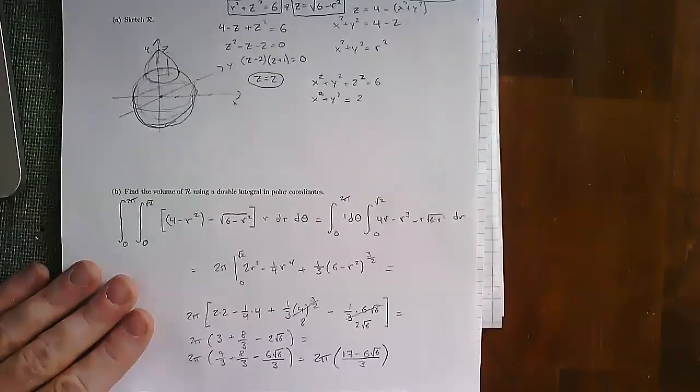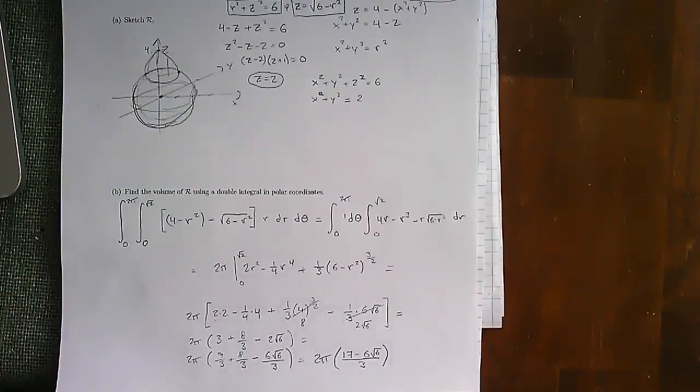Sorry, I went off the page there. I believe there's a small typo just in the last step of the key that will be posted online. It's just the coefficient of root 6 here. I believe in the key it's written as 2 instead of 6, but this should be the right answer here.